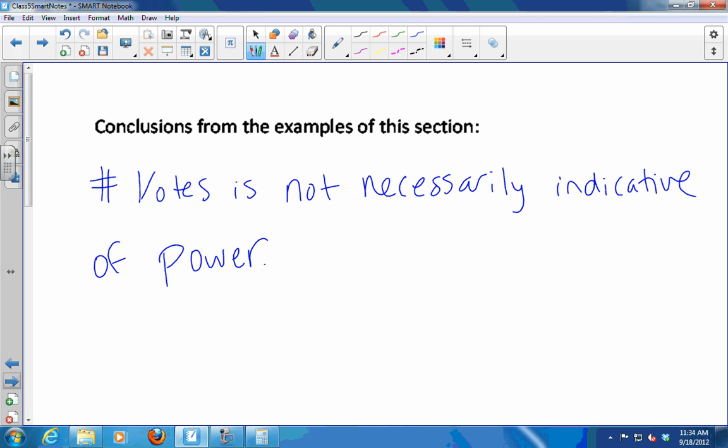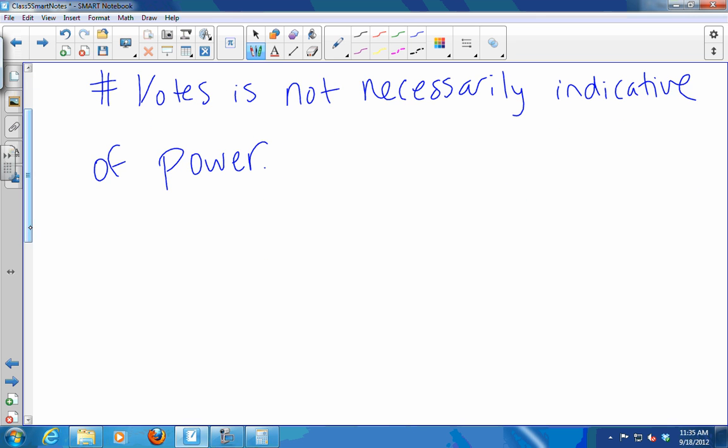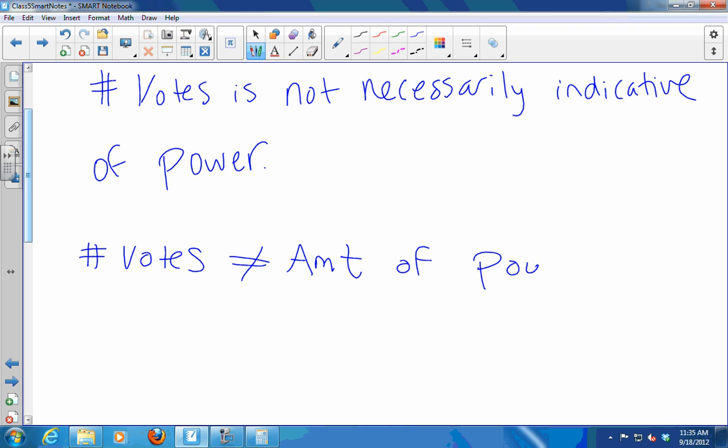So you have to come up with another way of measuring power. Number of votes does not equal amount of power. So this is where the math comes in. We're going to try to come up with a way to measure the amount of power you have. Because just counting the number of votes is not good enough.